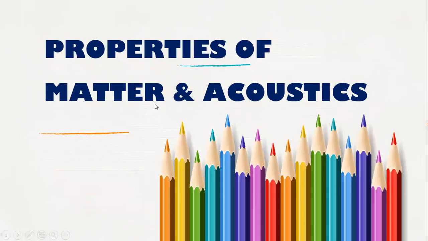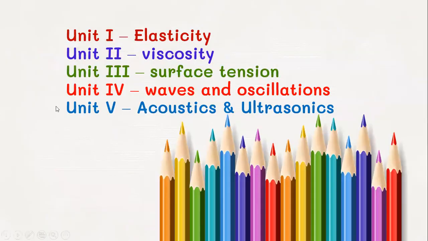Today we are going to talk about the subject Properties of Matter and Acoustics. This subject has 5 units. Unit 1 is elasticity, unit 2 is viscosity, unit 3 is surface tension, unit 4 is waves and oscillations, and unit 5 is acoustics and ultrasonics. So these are the 5 units of the properties of matter.